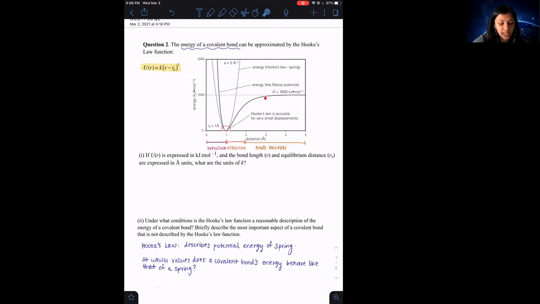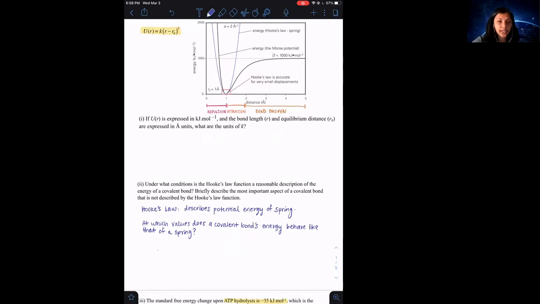And at this point, the energy levels out to a value that is equivalent to the dissociation energy of this covalent bond. So the Hooke's law approximation for the energy of a covalent bond only works at certain values, as we'll see in this question.